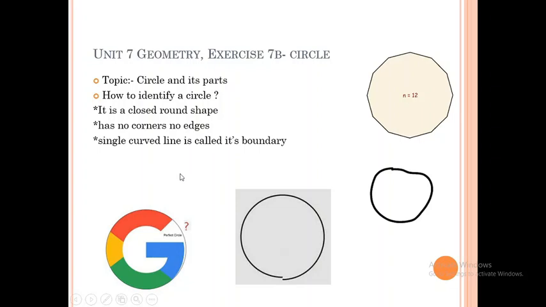As we are writing O, many coins we have, the shape of a pizza, the sun and moon, they are all in circular shape. Be careful and keep in your mind there should be no corner or edges, no open side. If it is open or has such types of corners, vertex, this is not a circle. And that boundary is called the circumference of the circle.